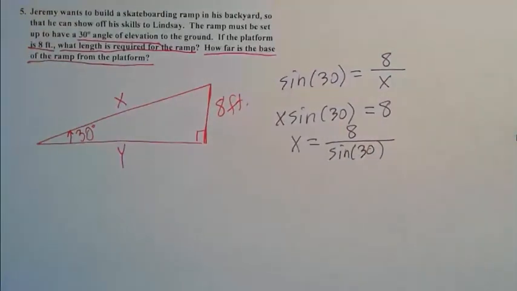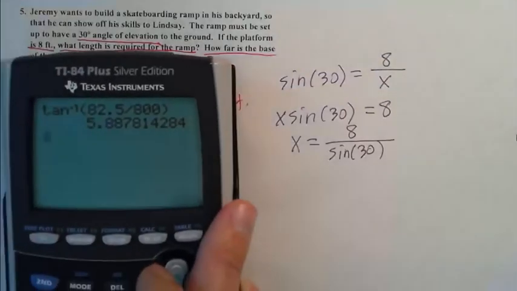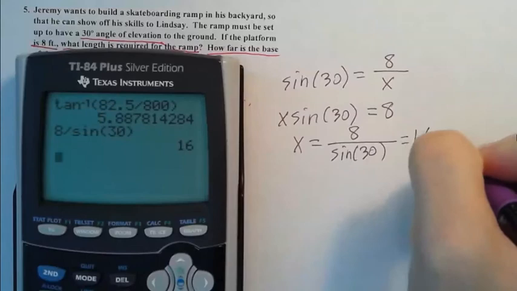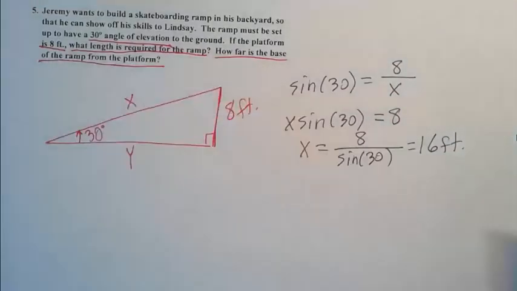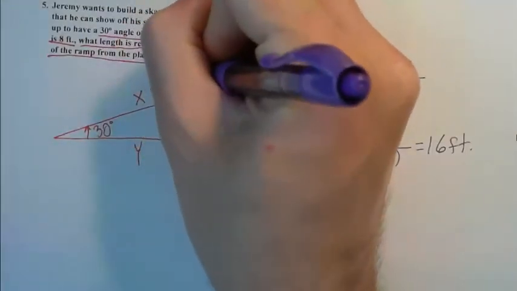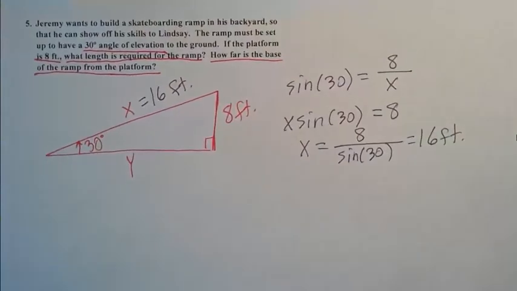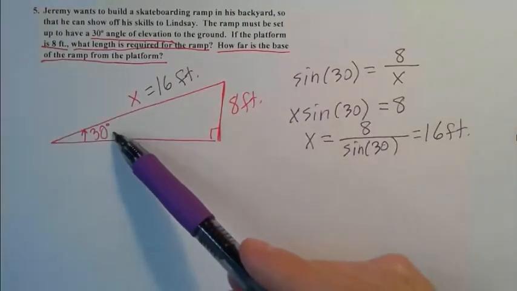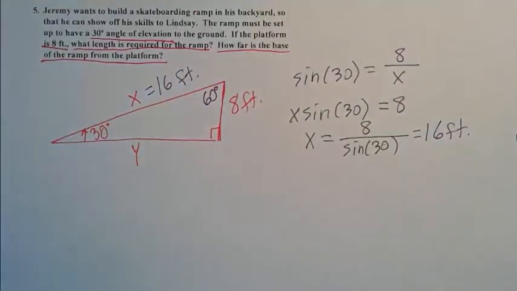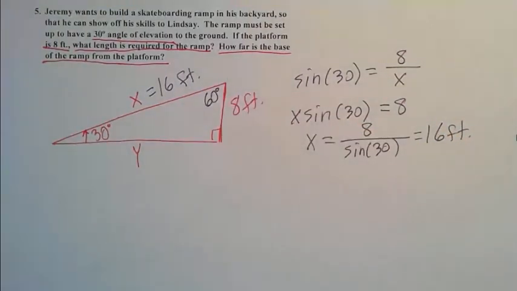And so we can grab our calculator to get that answer. 8 divided by the sine of 30 degrees is equal to 16 feet. And that 16 feet is the answer to x. So we could do this by using trig, but you'll notice that our 30 degrees right here means that this top one is 60 degrees. And you'll notice that 8 and 16, that's double for our hypotenuse side.